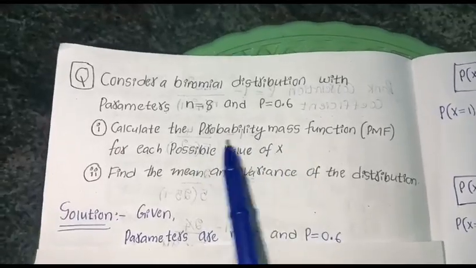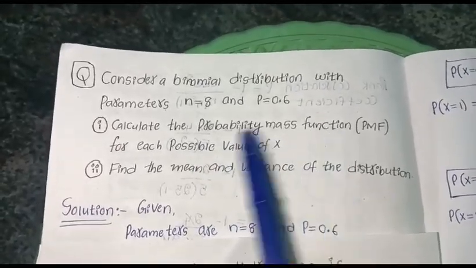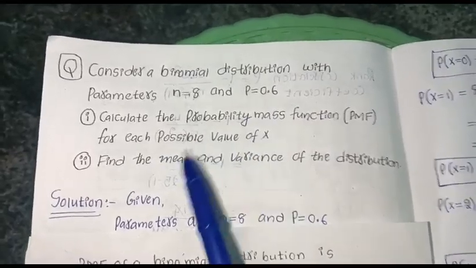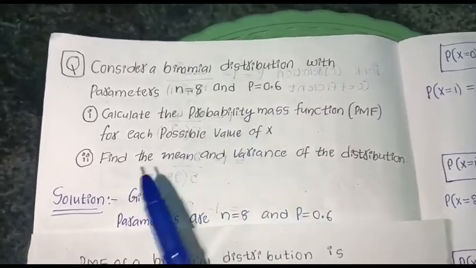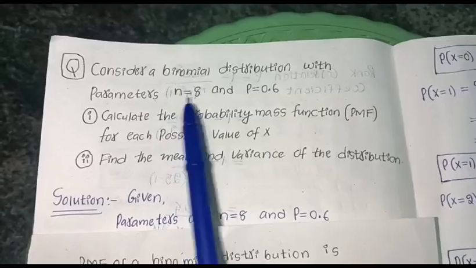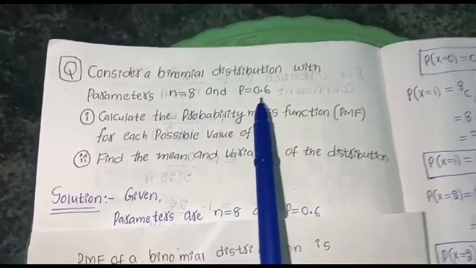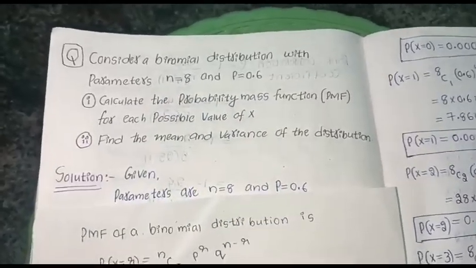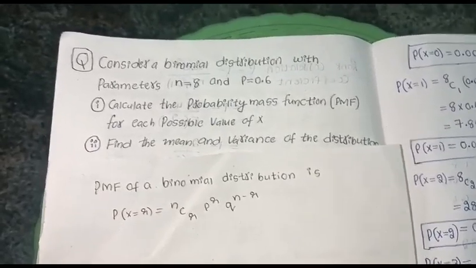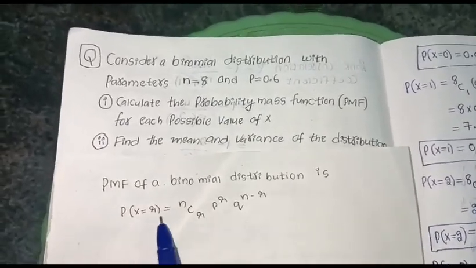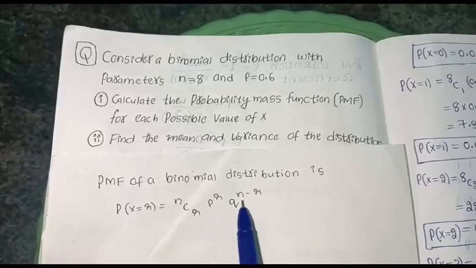In this problem, they asked to calculate the probability mass function of every value of x and the mean and variance of the distribution with the given parameters n is equal to 8 and p is equal to 0.6. To calculate the probability mass function, we know that the formula P(X = r) is equal to nCr p^r q^(n-r).